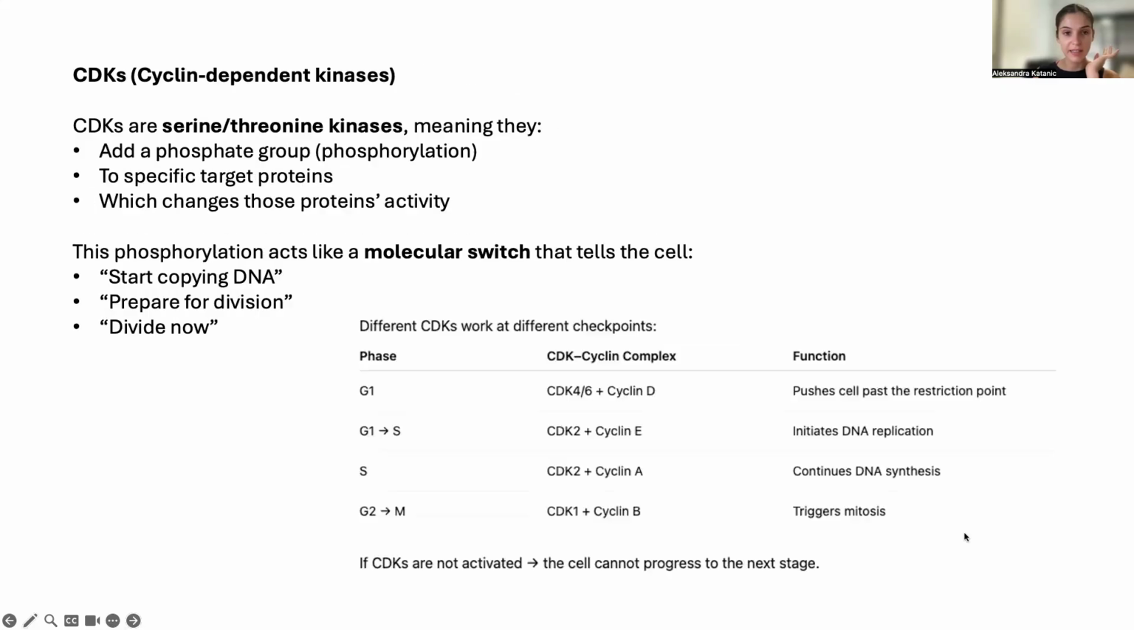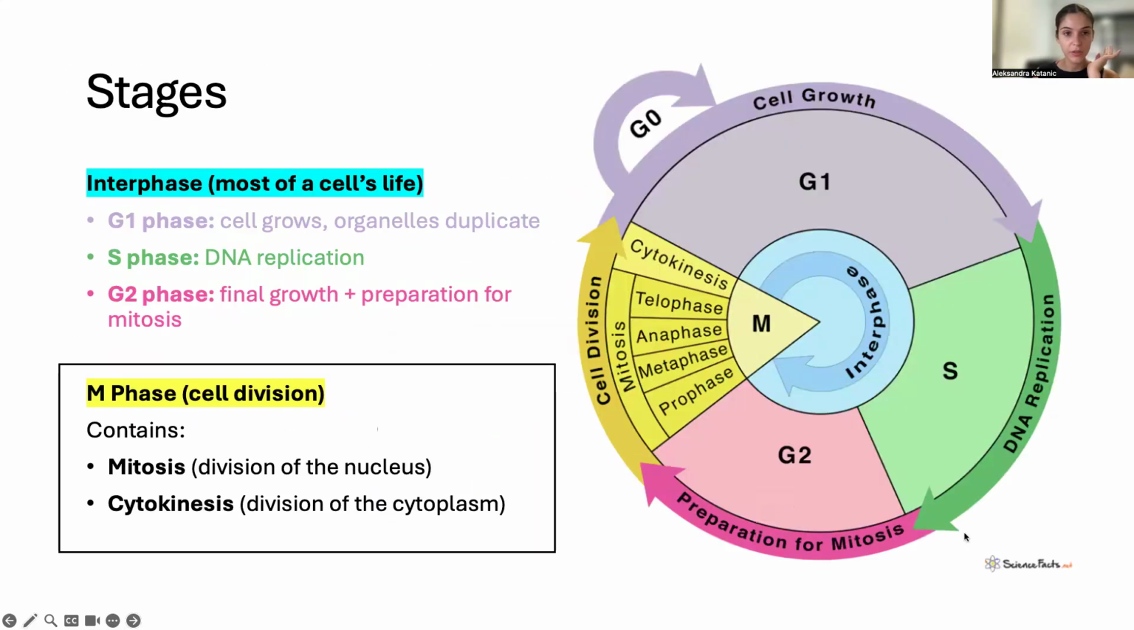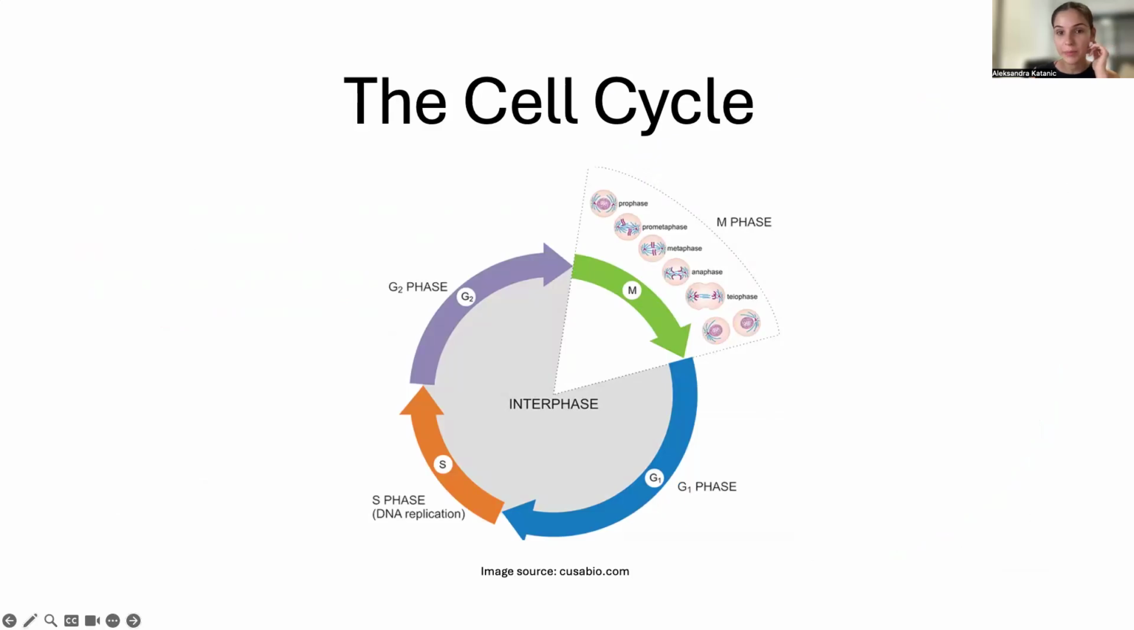That's all I've got for today in the cell cycle, just a brief overview. I hope it's been beneficial.